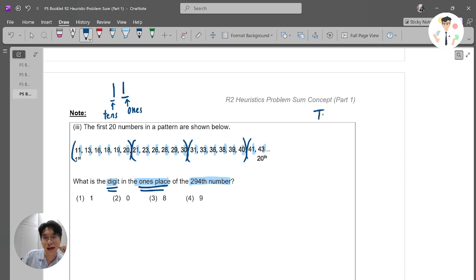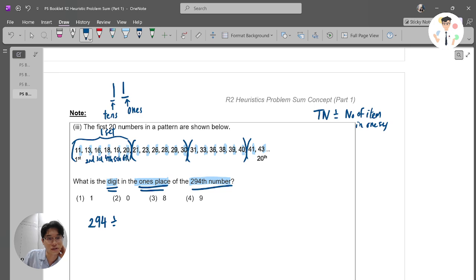We need to use the targeted number, divided by the number of items in one set. So what is my targeted number? 294. So 294 divided by what? Divided by the number of items in one set. How many items are in this one set? 1, 2, 3, 4, 5, 6. So 6 items here. So I should use 294 divided by 6.